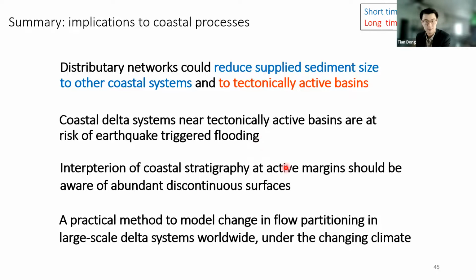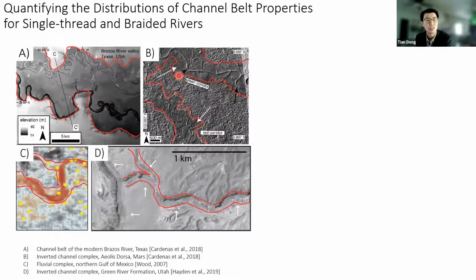And given my interest in fluvial coastal processes and stratigraphy, as a postdoc currently at the Jackson School, I have been working on a project to use properties of channel belts to hopefully identify river types, so single thread and braided river types, in the rock record. The reason I'm using channel belts is that they are quite common sedimentary deposits, both in modern and ancient settings and across planetary surfaces.